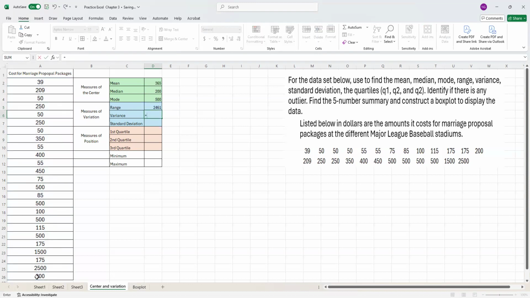The variance. Now, looking at the variance, I need to choose: am I dealing with a sample or a population? I would consider this one a sample. So if this is a sample, I should use VAR.S for sample. Then I select my data set and close the parentheses. That would be my variance.